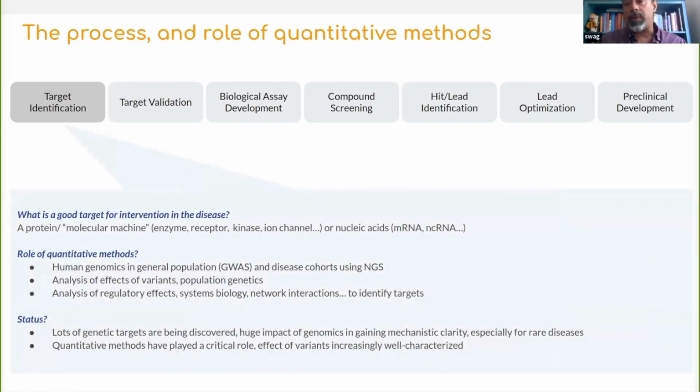So for target identification, the question is, what is a good target? What does it mean for something to be a good target? There is a lot of input coming in from human genomics data, which obviously is highly enabled by quantitative methods and quantitative readouts. And coming back from the patient data, loss of function mutations in the general population, understanding of systems biology in the human disease context, to early target identification and ranking the quality of targets for a particular disease. And the status of the field here is that lots of genetic targets are being discovered from human genomics and GWAS and stratified population, whole genome studies and exome studies and so on. Quantitative methods here have played a critical role, and the effects of variants are getting increasingly well characterized. So it's a promising direction.